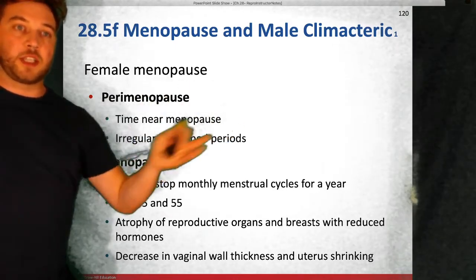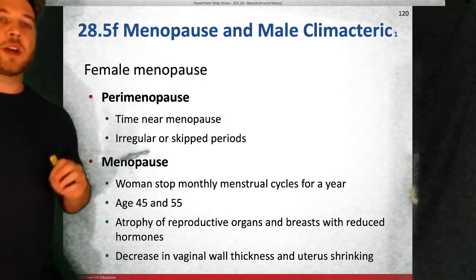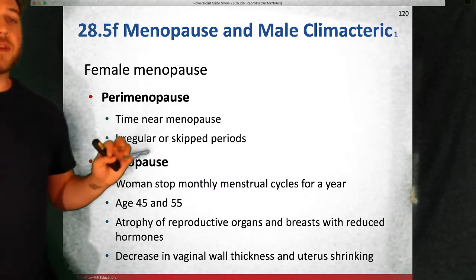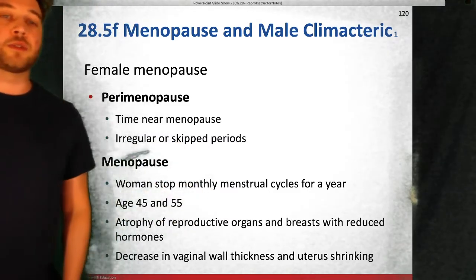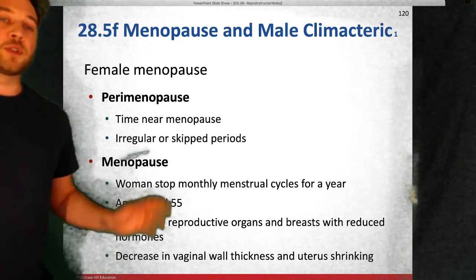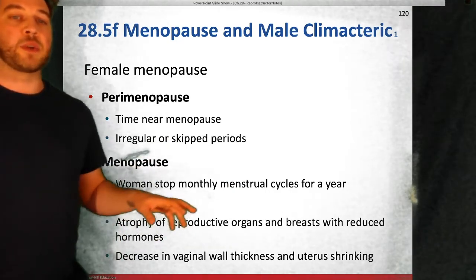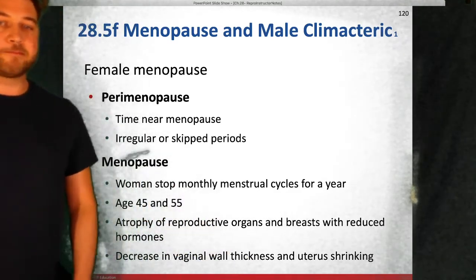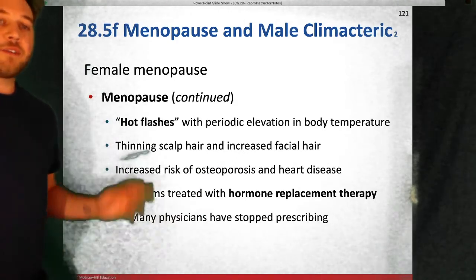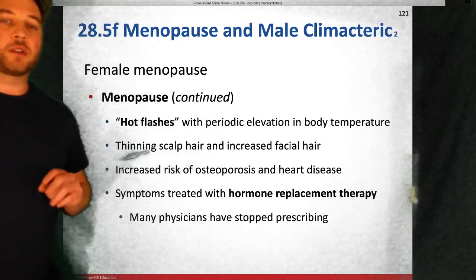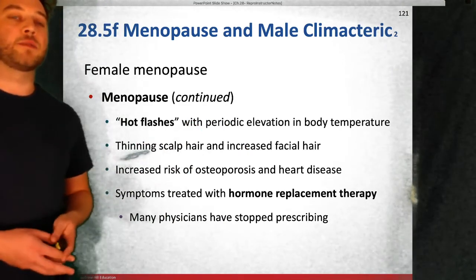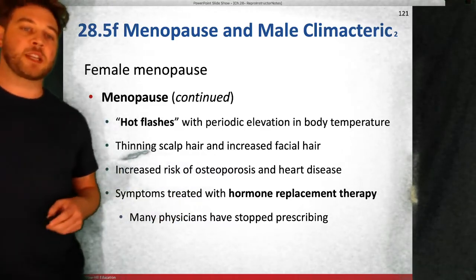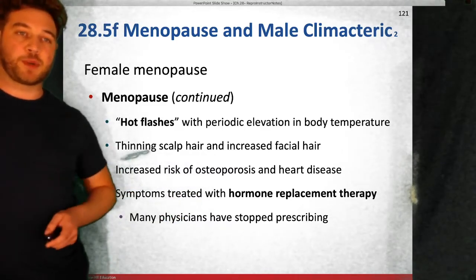Right, so now continuing towards the end of it, you have menopause. But perimenopause is the time near it, marked by irregular or skipped periods. Then full menopause is when a woman stops having a monthly menstrual cycle for a whole year, usually between 45 and 55, with atrophy of reproductive organs and breast with reduced hormones, decrease in vaginal wall thickness, and the uterus starts to shrink. You can have hot flashes with periodic elevations in body temperature, thinning scalp hair, increased facial hair, risk of osteoporosis and heart disease. The symptoms can sometimes be treated with hormone replacement therapy, which many physicians have stopped prescribing.